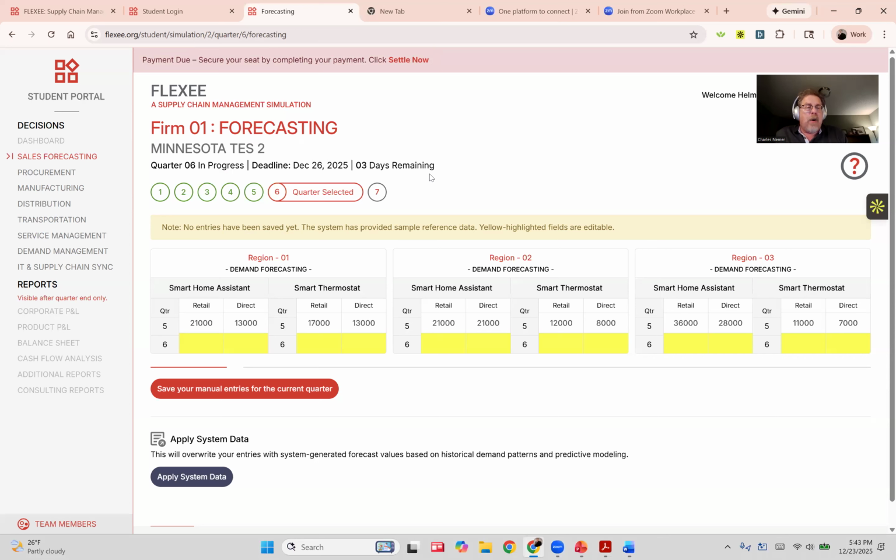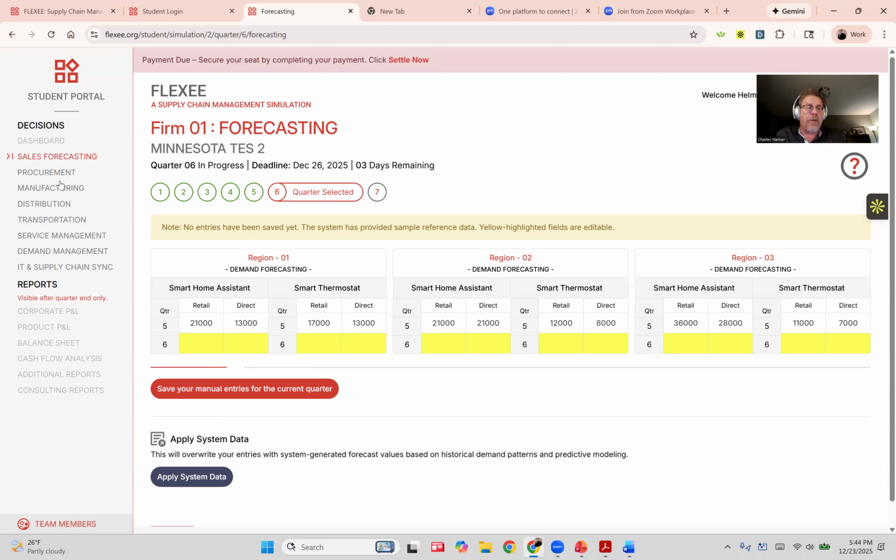Okay. Now, decisions are in the current quarter. Reports are in all the previous quarters. So you'll notice we're in quarter six and I've selected quarter six. I'm in sales forecasting. So you will make sales forecasts for all the regions. And you'll notice in white is the previous quarter, and in yellow is the current quarter where you'll be typing in your decision that you'll work with as a team here.